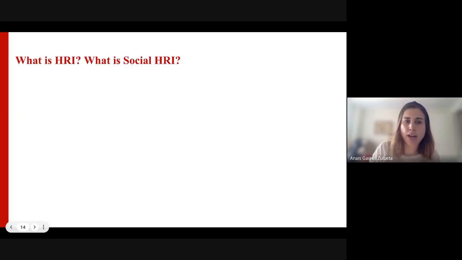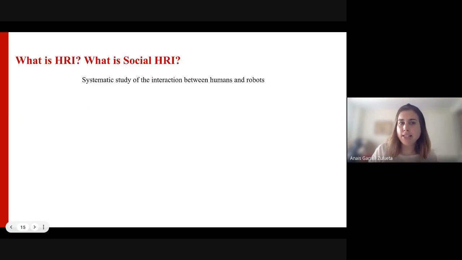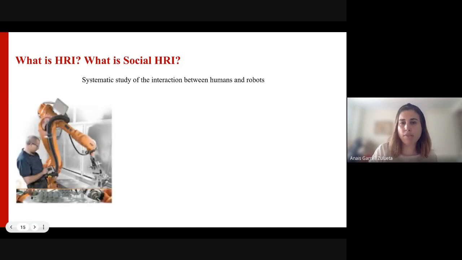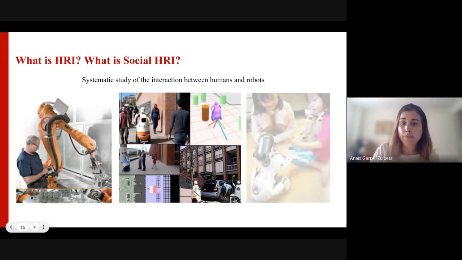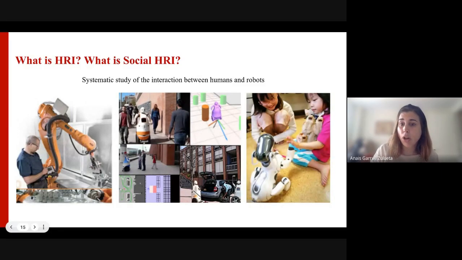So what is HRI? HRI basically is a field of robotics that systematically studies the interaction between humans and robots. So if you have a human and a robot doing something, you can evaluate this interaction. We can find them in industries, maybe on streets in public spaces, or what are called companion robots. Maybe the interaction here is explicit or implicit. In both cases, you should study how this interaction is performed.